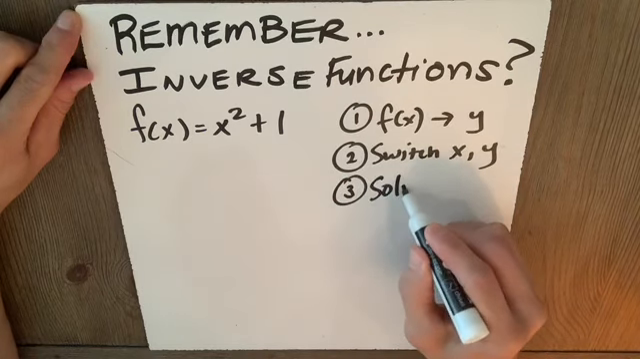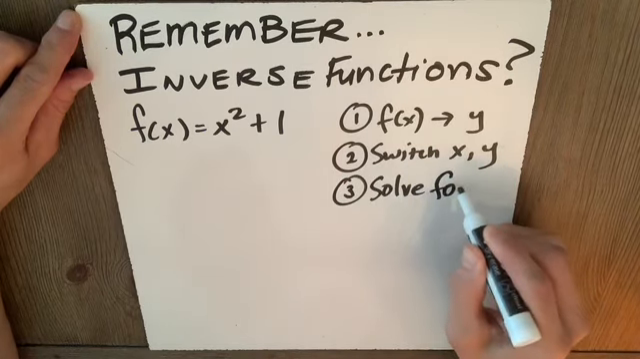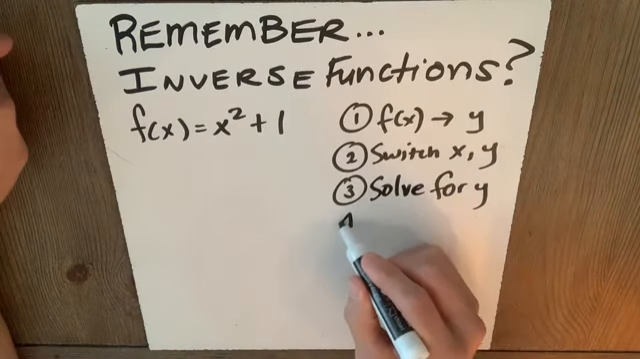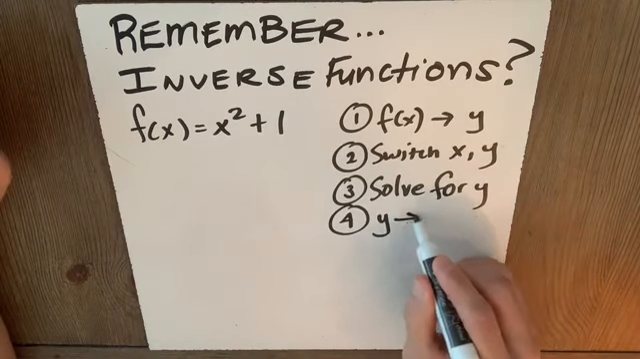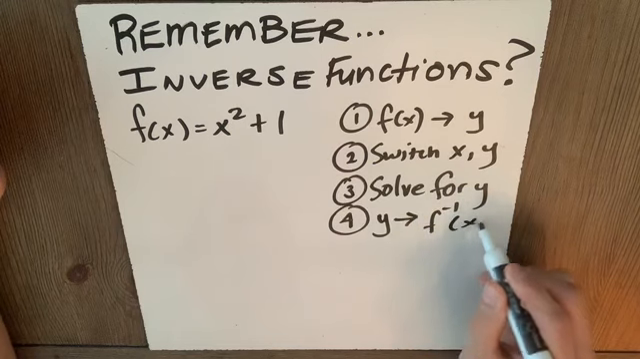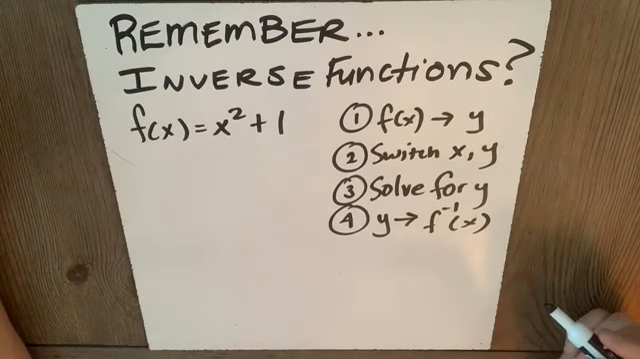3, we're going to solve for y, which is sort of like a new y, and our fourth step was that y now becomes f inverse of x. It looks like f negative 1 of x.